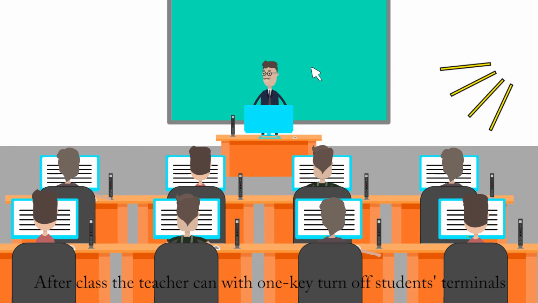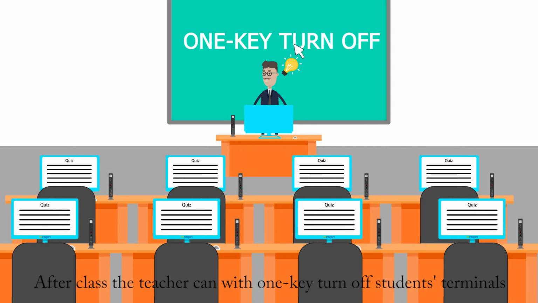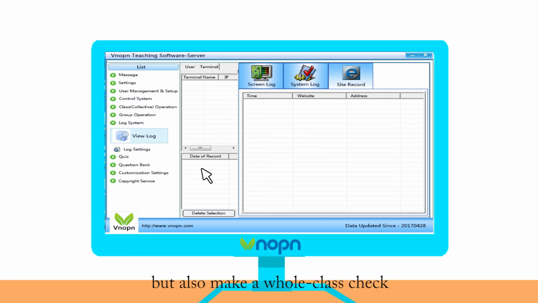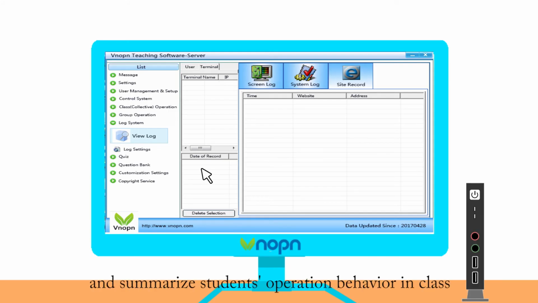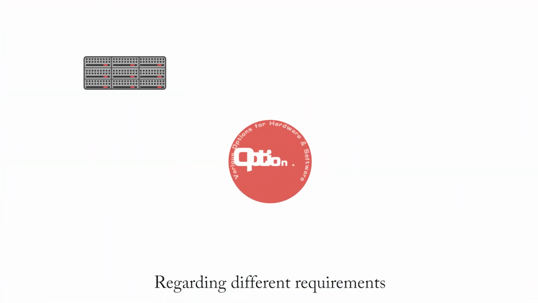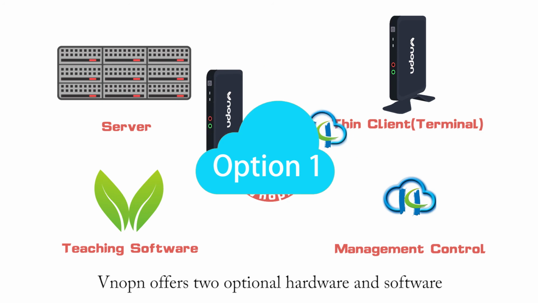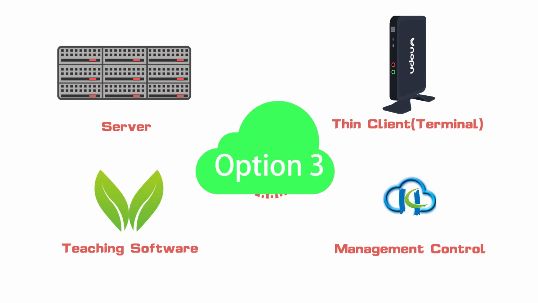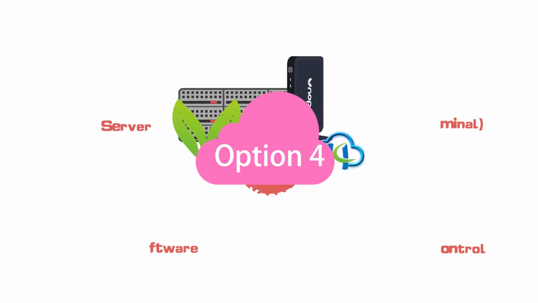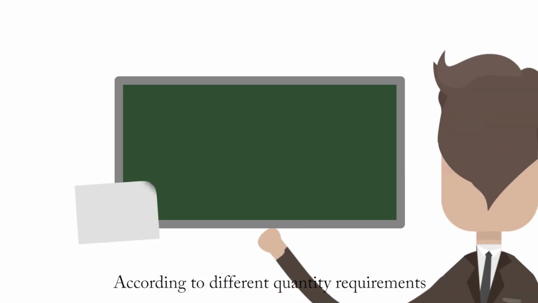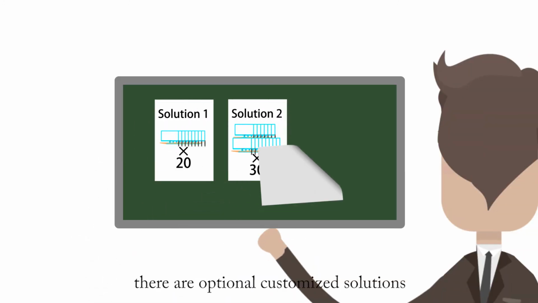After class, the teacher can with one key turn off students' terminals, but also make a whole class check and summarize students' operation behavior in class. Regarding different requirements, Vnopn offers 2 optional hardware and software. According to different quantity requirements, there are optional customized solutions.